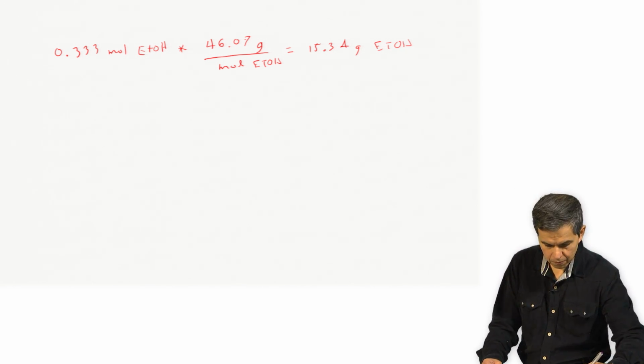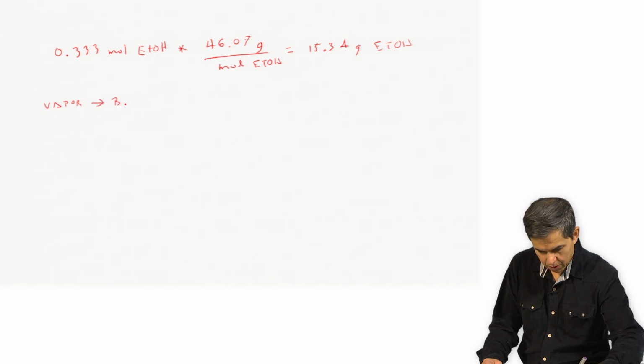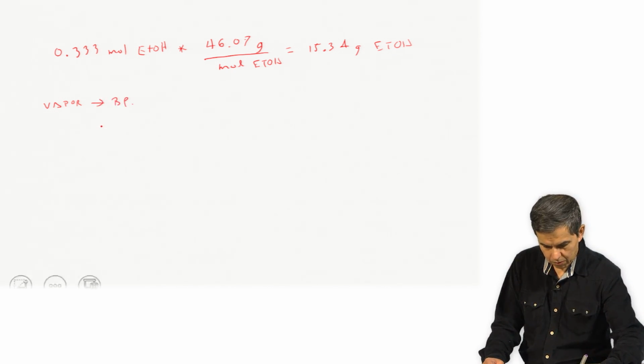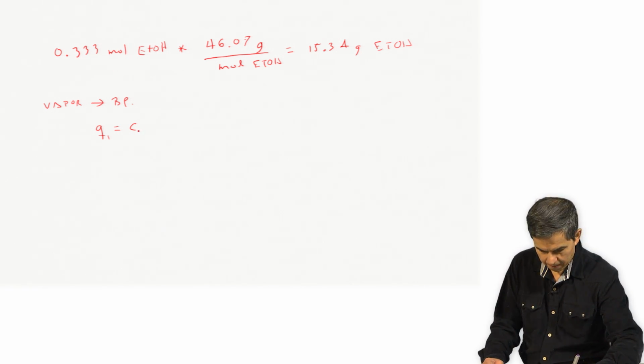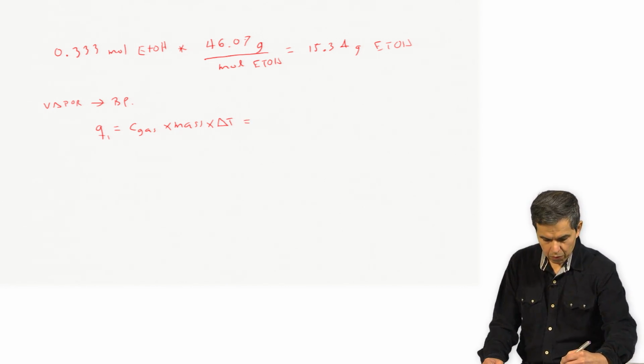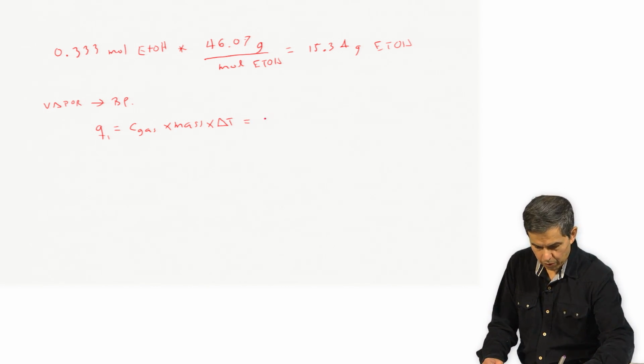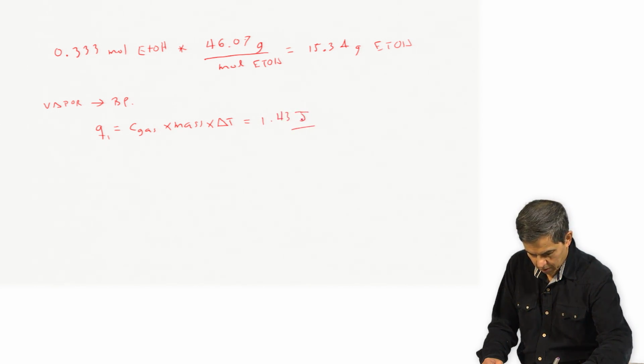The first step will be from vapor to the boiling point. Q for this process or this part is going to be the specific heat capacity of the gas multiplied by the mass multiplied by delta T. The problem tells us that the heat capacity is 1.43 joules per gram degree Celsius.